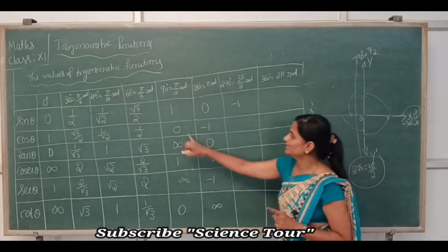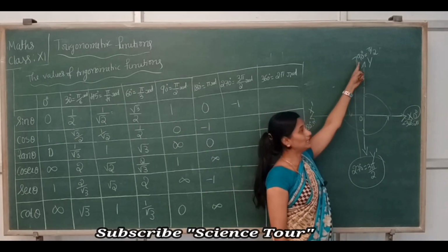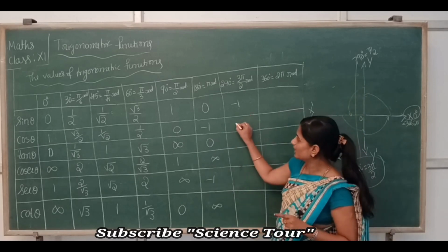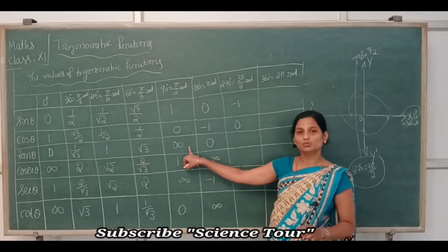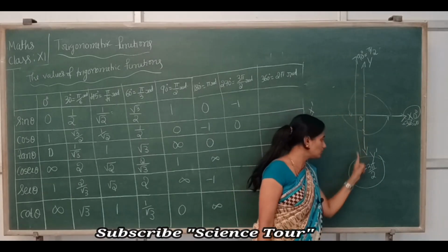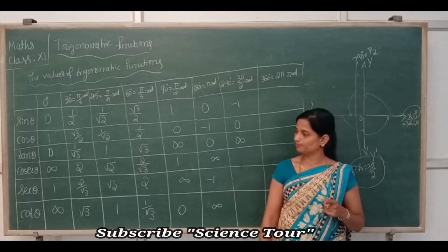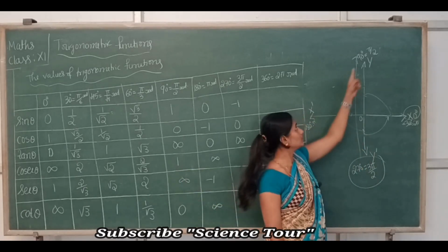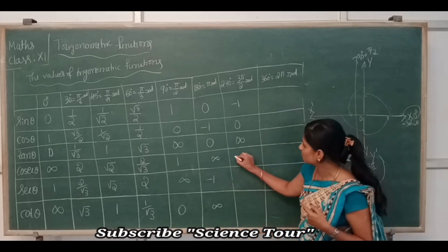Next, cos 90 is what? 0. Cos 270 means it is negative, means it is minus 0, means it is 0. Next, tan 90 is what? Infinity. What is tan 270? Minus infinity, but we are writing it as infinity. Next, cosecant 90 is what? 1. What is the value of cosecant 270? It is minus 1.